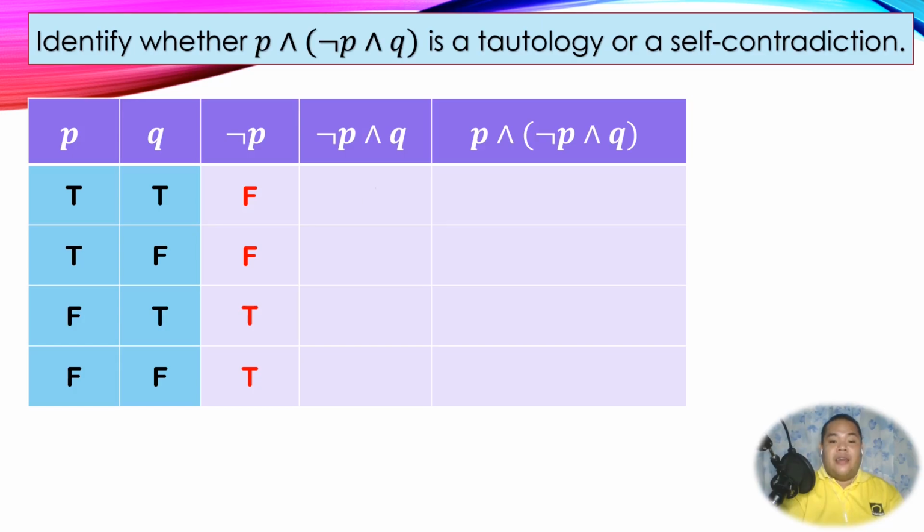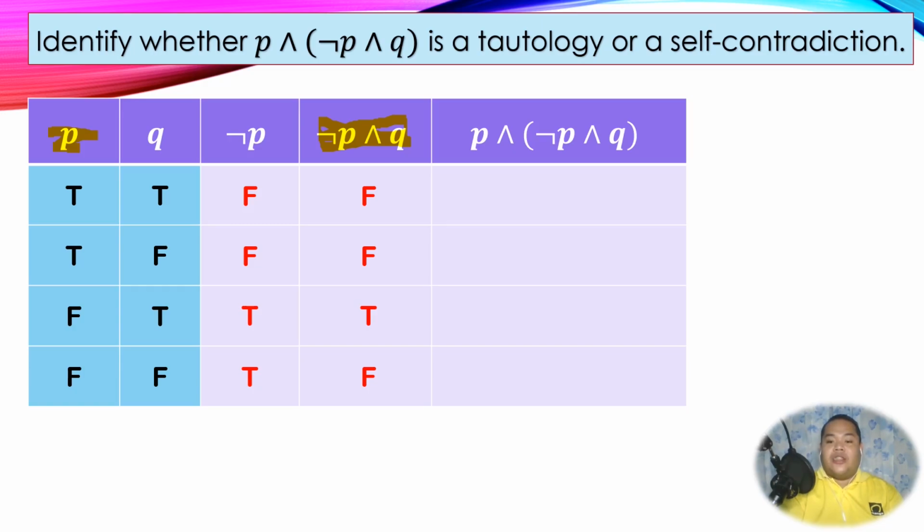F and T is false. F and F is false. T and T is true. T and F is F. Next is the final statement. P and the quantity, not P and Q.